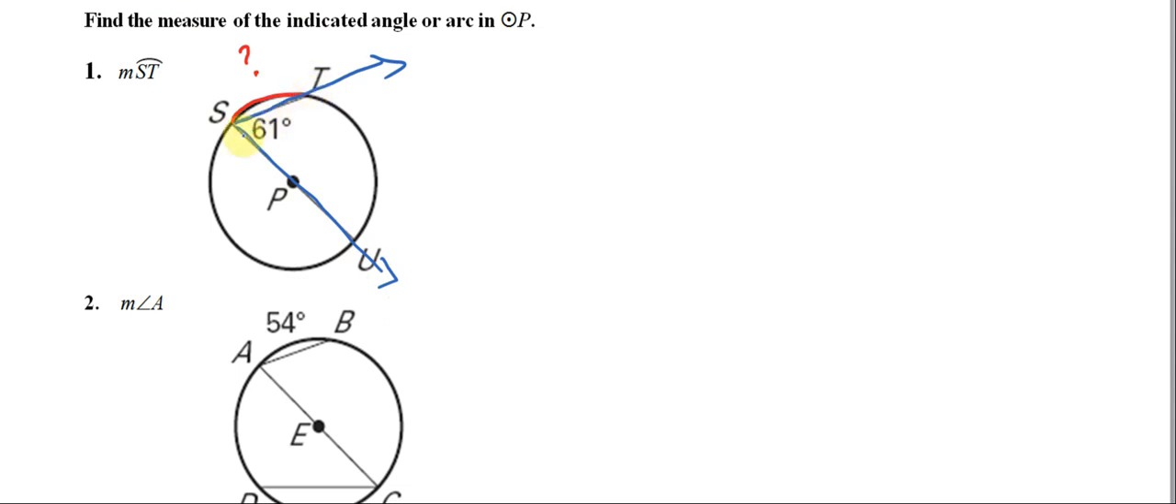Angle TSU is inscribed, and it intercepts arc TU. What that means is that this angle has to be half of the measure of this arc using the inscribed angle theorem. If it intercepts this arc here, the angle must be 1/2 of that arc. So that tells us that this arc is twice the angle.